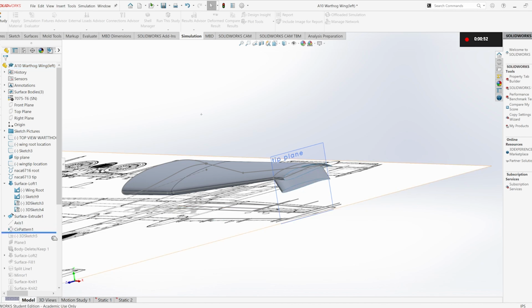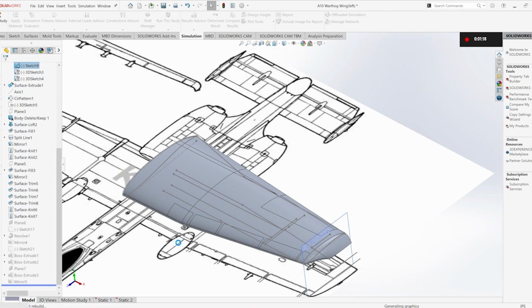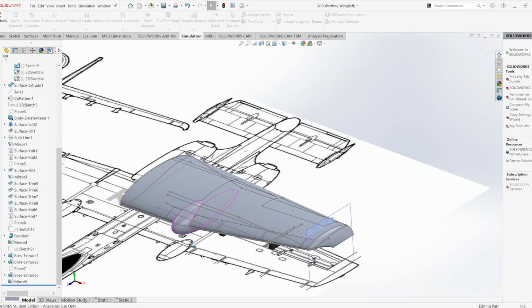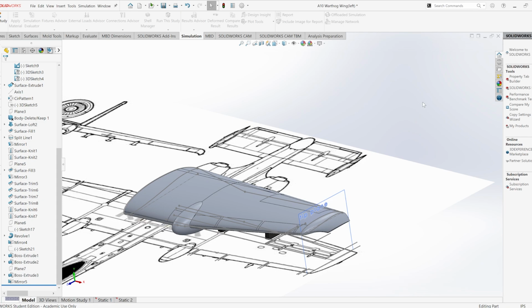The most tricky part of this wing modeling process was the creation of the wingtip as it angled down and away from the main wing body. Colin's use of reference axes and planes helped aid in the creation of this wingtip.